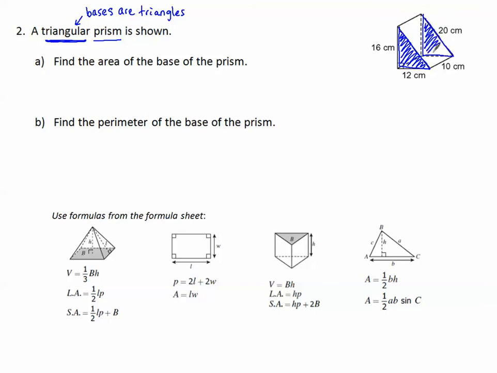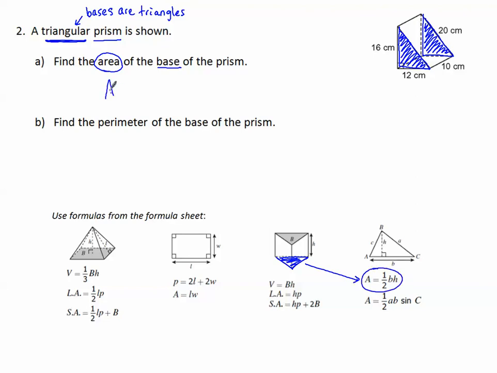How do I know that these are the bases? Because in a prism, there are 2 bases, and those bases are parallel to each other. So we have 2 bases. A, find the area of the base of the prism. So again, the base is a triangle. So I'm going to look to my formulas from my formula sheet. You have this on your notes. And the base, which is a triangle, the area for a triangle right there.